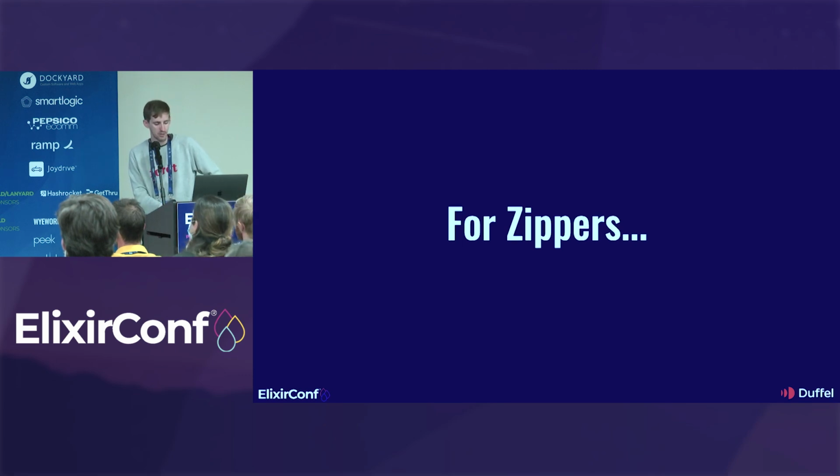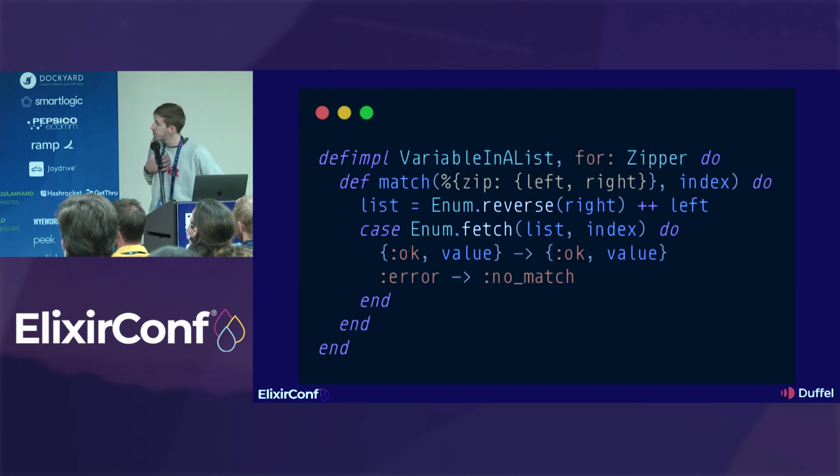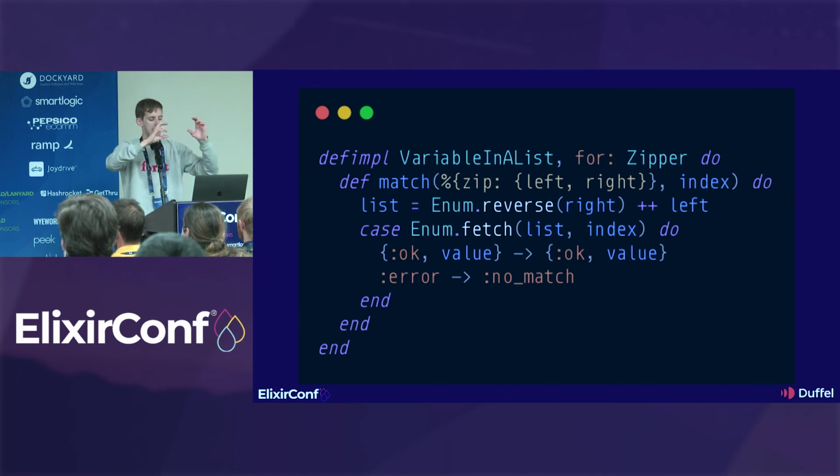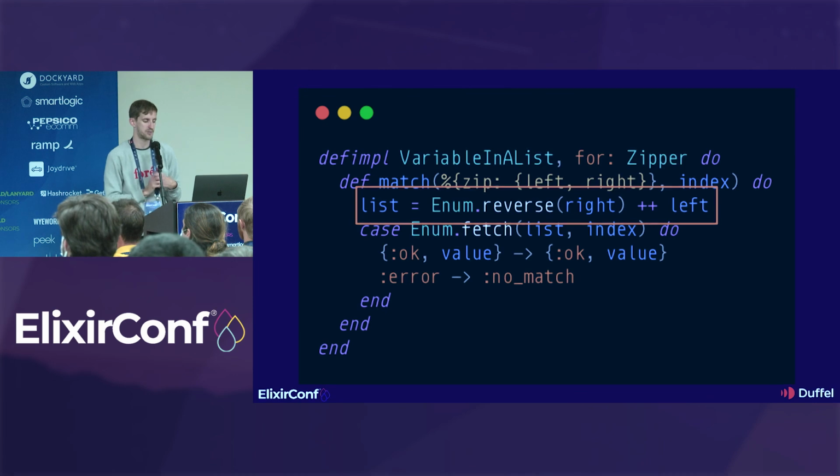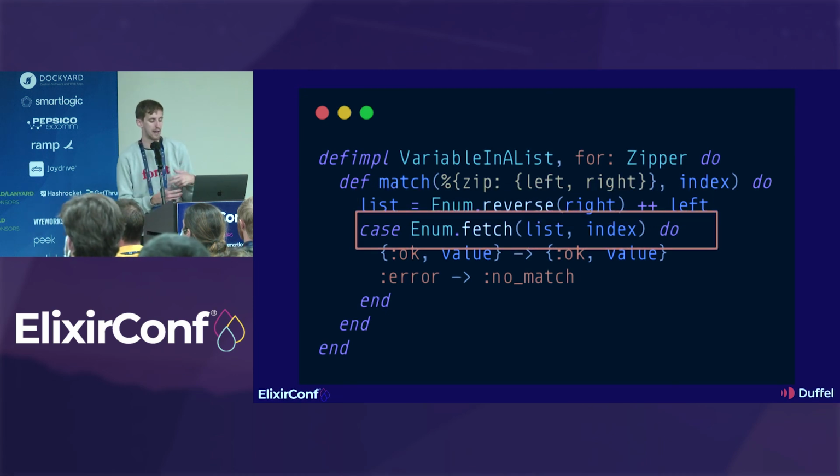Let's allow matching on zippers, okay? So to do that, all we do is implement variable in a list for zipper. So recall, variable in a list is saying this is what should happen if I'm matched against by a variable that's in a list pattern, okay? And all we do here is a similar thing to what we did with the list. We just combine those two lists together, and then we fetch, and if there is something in that index, then it was a good match, and if there isn't, then it was a bad match.